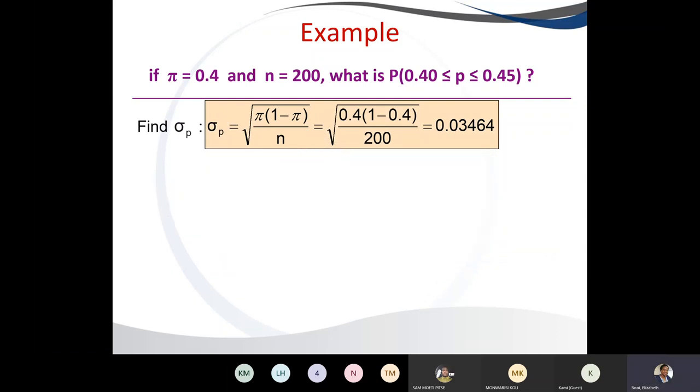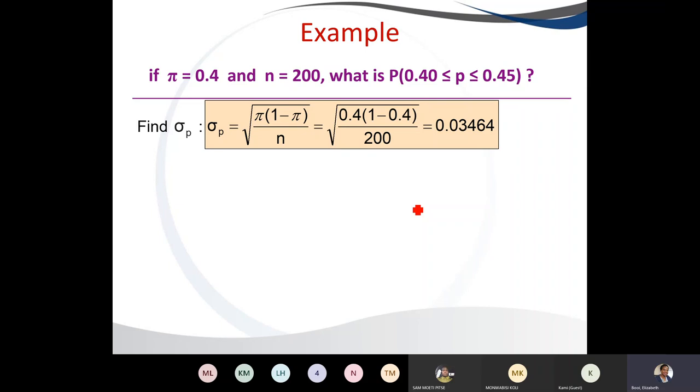What I do is to calculate the standard error first. The standard error is the square root of the population proportion times 1 minus the population proportion, divided by n. So our population proportion is 0.4. You substitute, our n is 200, and we find that our standard error is 0.3464.